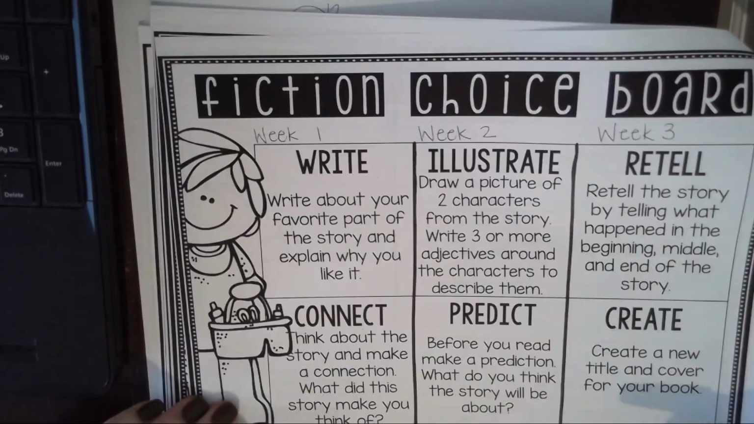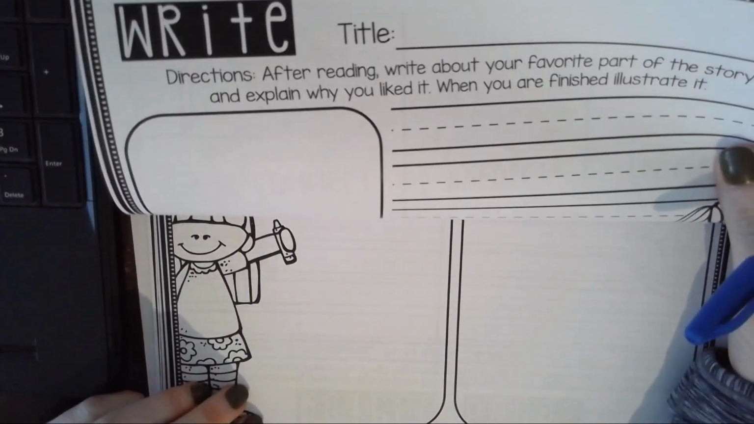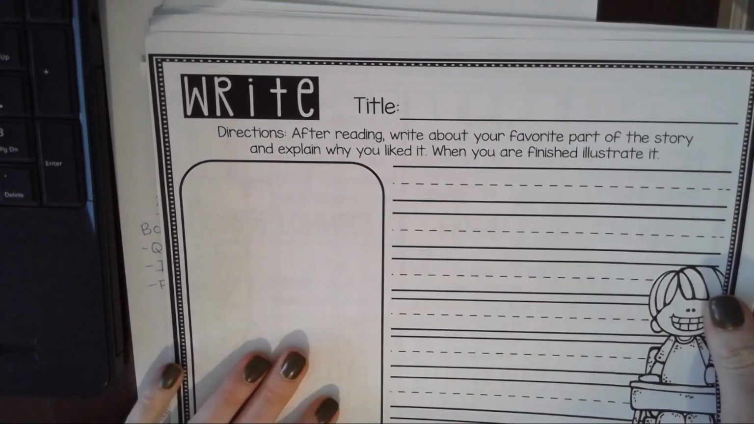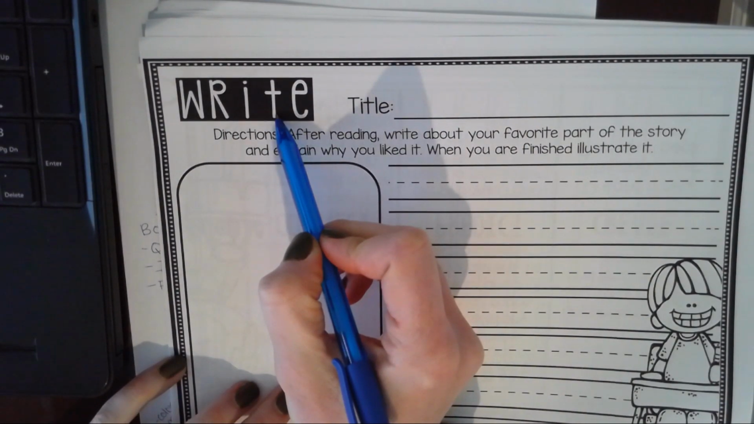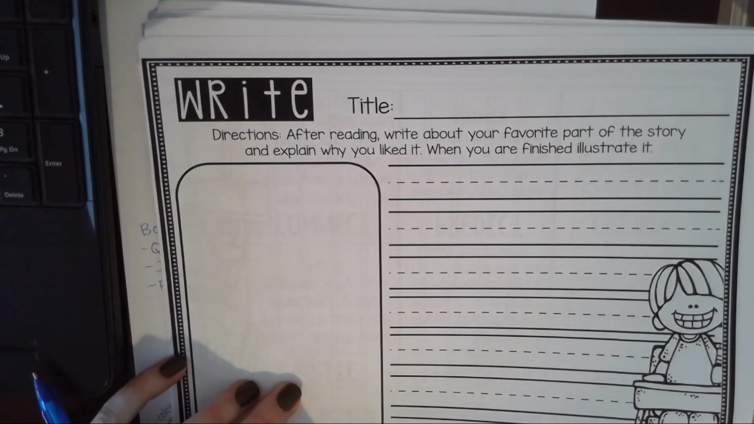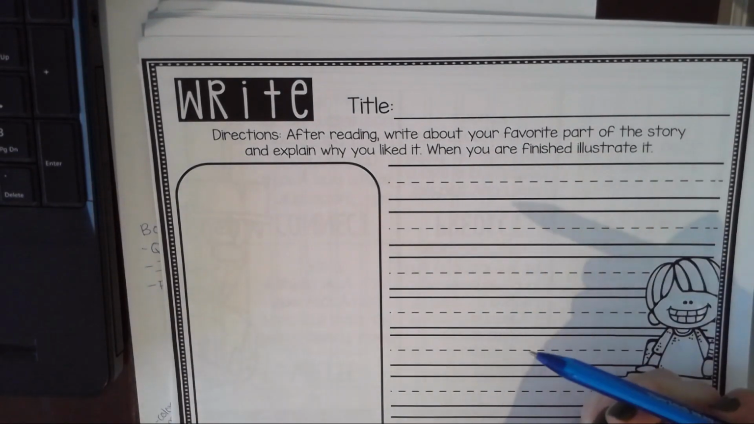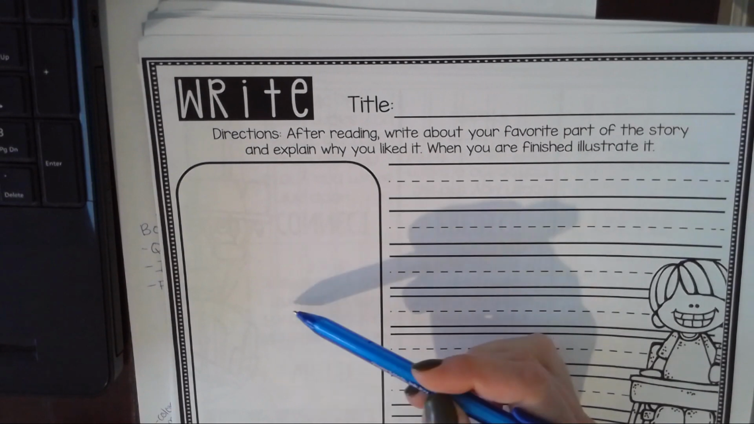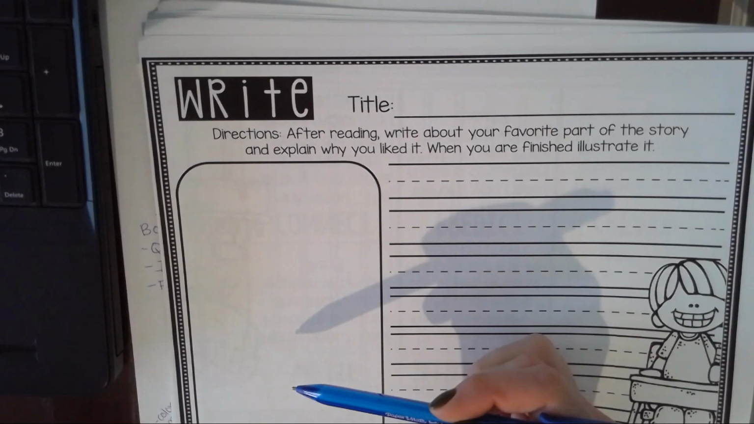When you're writing it down, if you notice this little title says write, okay, and on the back of the very first page, the title at the top also says write. So that's how you know you're using the right response sheet, okay? So after reading, write about your favorite part of the story and explain why you liked it. When you are finished, illustrate it. So maybe you're just going to write me a couple of sentences. Please, more than 1 sentence, maybe 2. And then draw a quick picture of the scene in the story or a picture that goes with the sentences that you wrote me.